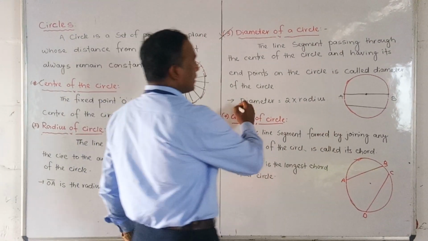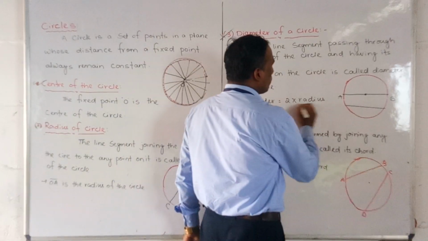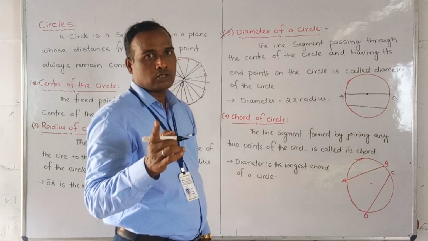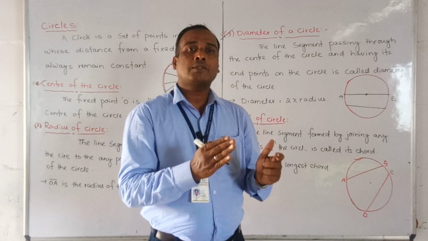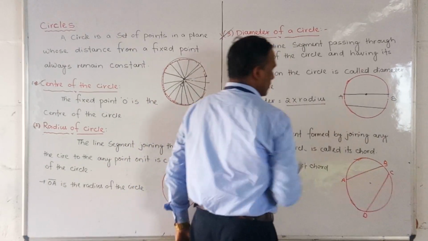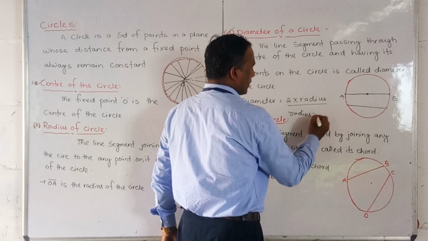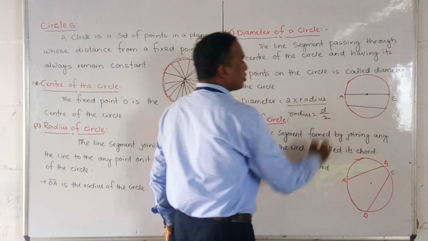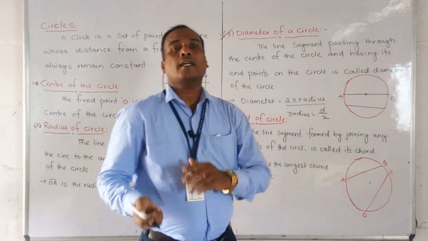Okay, and what is the relation between the diameter and the radius? Diameter is equal to 2 into radius, 2 times. Remember this. What is the relationship between the diameter and radius? Diameter is equal to 2 into radius, or radius is equal to diameter by 2 also. It is the relation between radius and diameter.